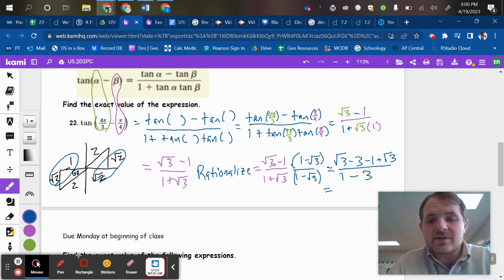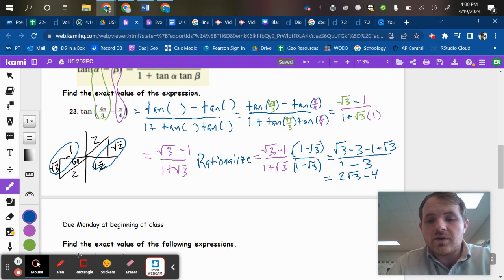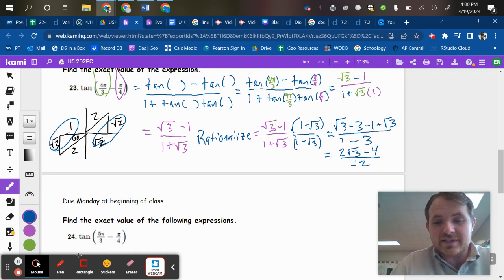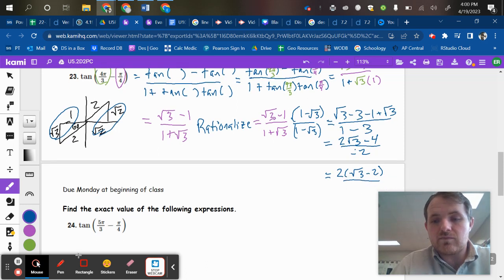Giving you a final answer of, on top, you should have 2 square root 3, because you have 2 radical 3's, minus 4, all divided by negative 2. And this is kind of lame, but you can actually go a step farther and pull out a 2 from the top. And you can cancel out those 2's, and you're left with square root 3 minus 2, all over negative 1. And if you want to go even farther, you can make that negative radical 3 plus 2 as a final answer.